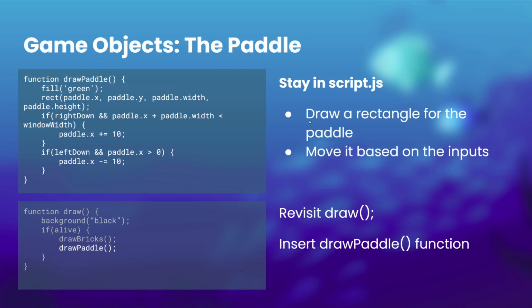So the paddle will be the little bar that we see at the bottom of our screen that we use to hit the ball with. So for this one, similarly to our bricks, we want to create a draw paddle thing, and then back in our draw function, we want to draw the paddle. So this time we're going to be making a green paddle, and it'll be a rectangle at our paddle's x and y coordinates, with our paddle's width and height.